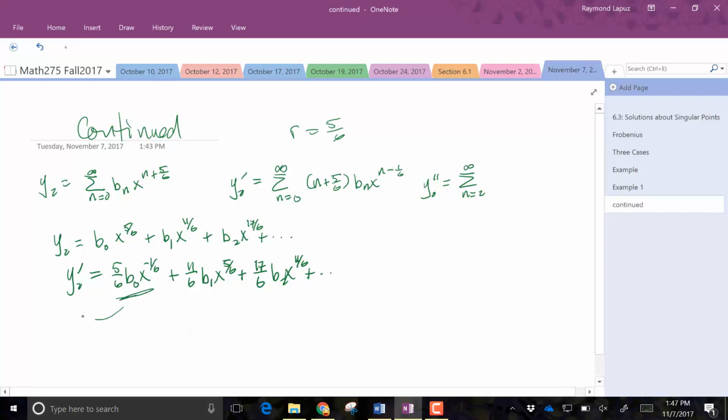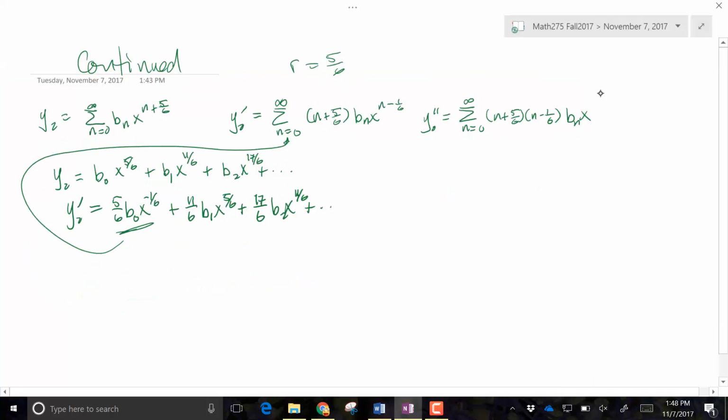So yeah, we're going to do it again, and we're probably still going to keep it at 0 here. All right, so we got n plus 5/6, n minus 1/6, b sub n x to the, I need to subtract 1, so it's going to be n minus, is it 5 or 7/6? 7/6. Okay.